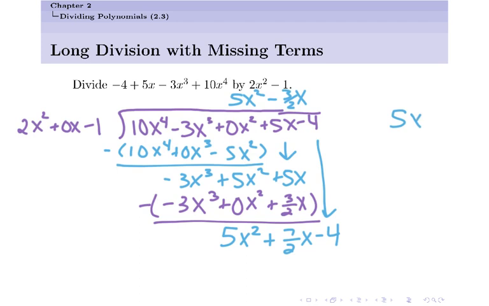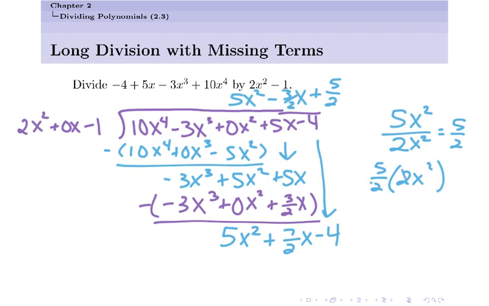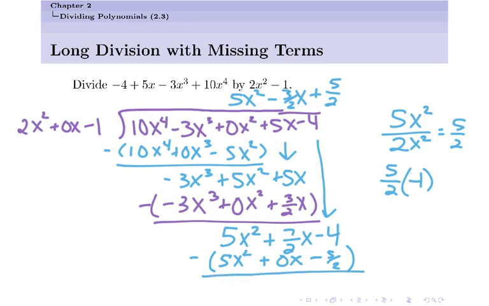5x squared divided by 2x squared just gives me 5 halves. So I have my next term in my quotient. So then I do 5 halves times 2x squared. These cancel, I'm left with 5x squared. Now I have to do 5 halves times 0x. Then I want to do 5 halves times negative 1. And I subtract that entire quantity just like always. 5x squared minus 5x squared is 0. 7 halves x minus 0x is just 7 halves x.